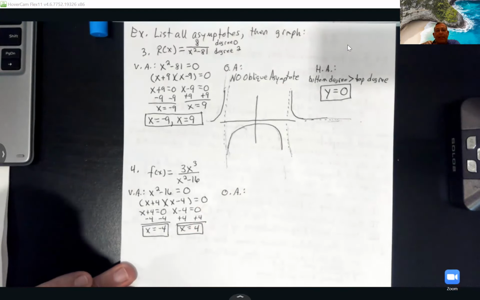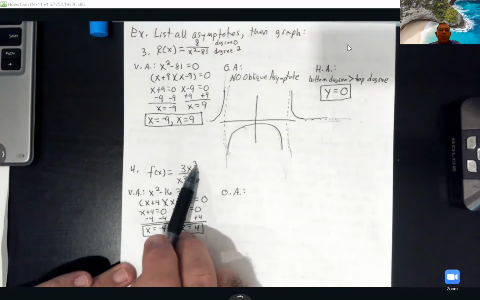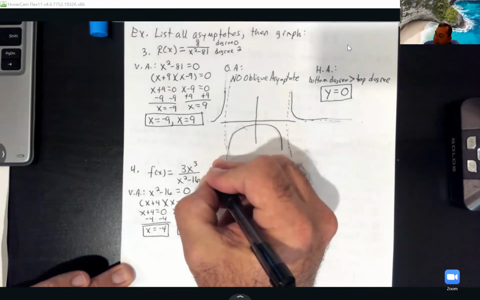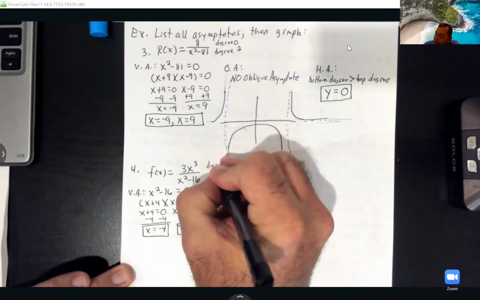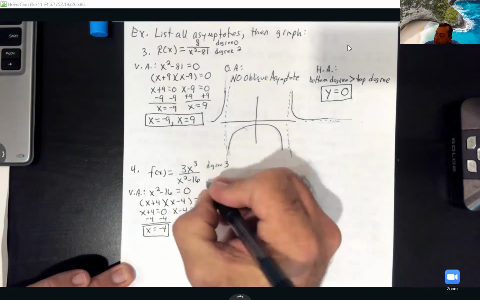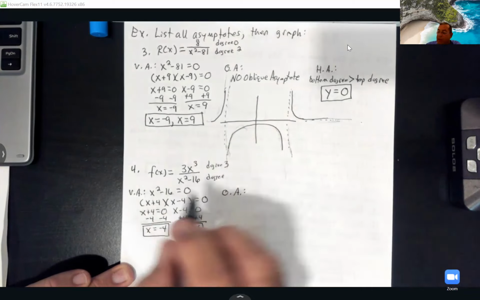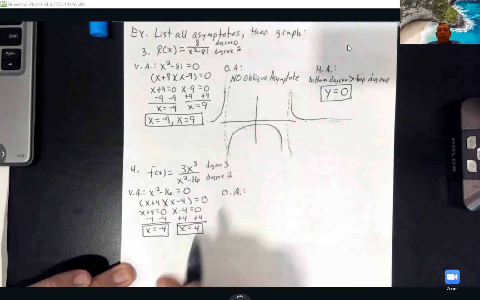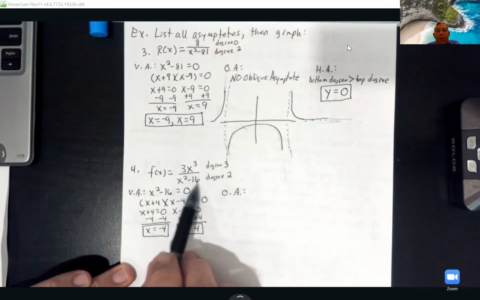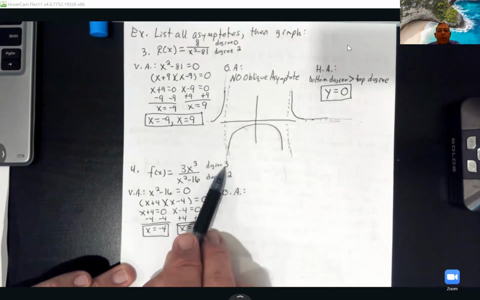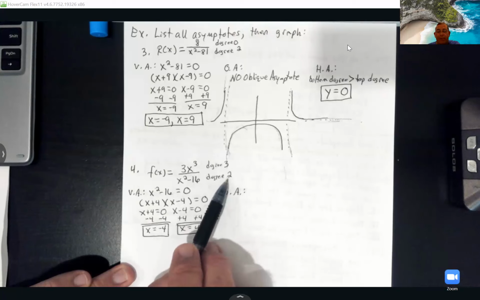All right, so now we need to check and see if we've got an oblique asymptote. An oblique asymptote happens when the top is 1 degree higher than the bottom. We look at that. My degree on top is a 3. My degree on bottom is a 2. So that means I do have an oblique asymptote because the top is 1 degree higher than the bottom.